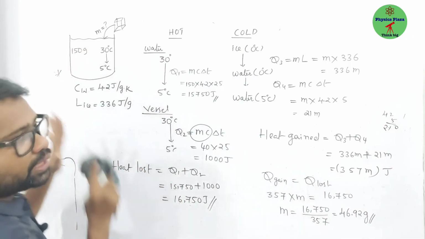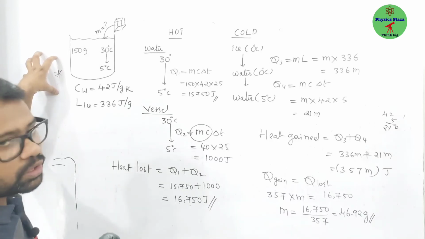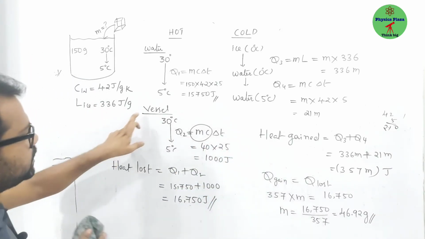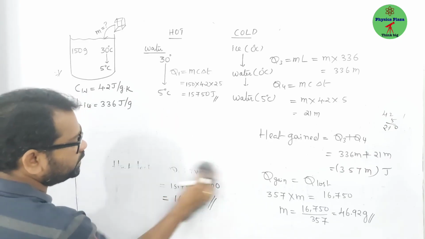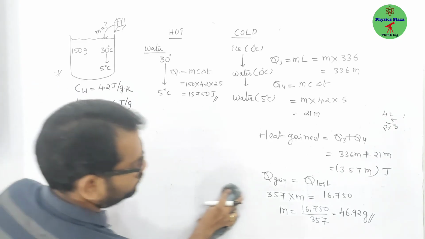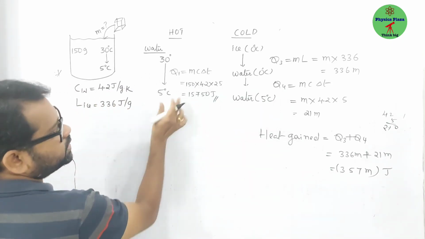Children, now in the same numerical, here they did not give the specific capacity. Then what do we have to do? Look here. This we should neglect. So this won't be there. Very simple, this won't be there. Now look here. Now how is the numerical going to change? Look here, simple. So this is the heat loss, that's it.